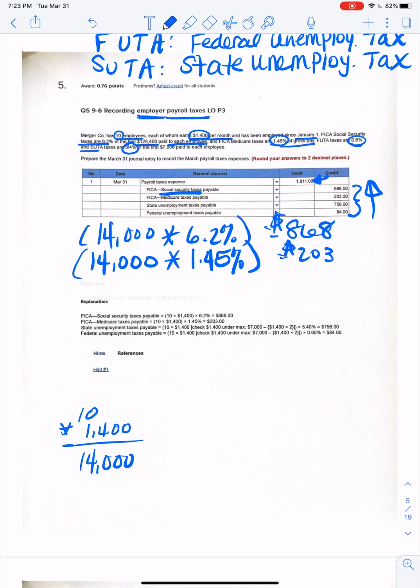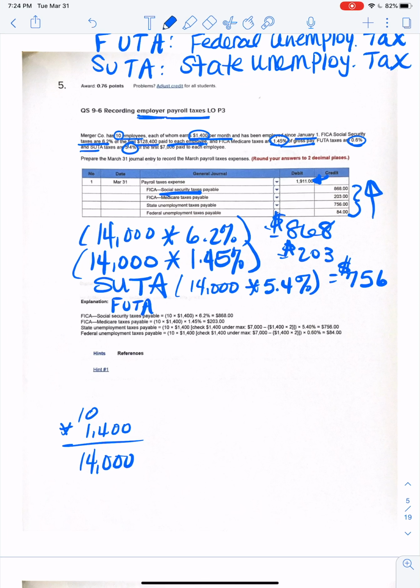Now, to calculate my state unemployment taxes, what I'm going to do is take my 1,400 times 10, so back to my 14,000, times my SUTA rate, which is 5.4%, and that'll come out to $756. And for FUTA, I'll do 14,000 times 0.6%, and that'll give me $84.